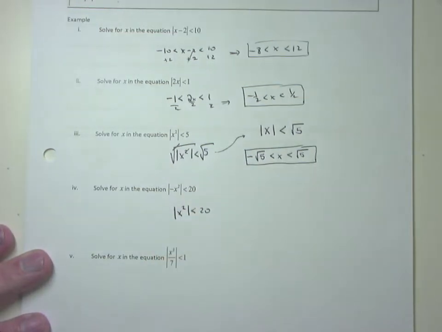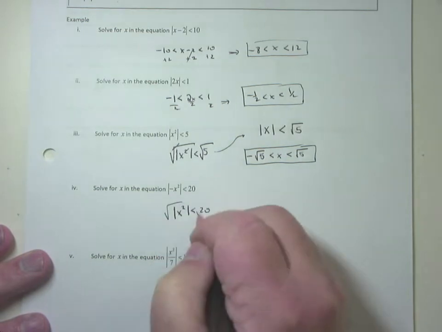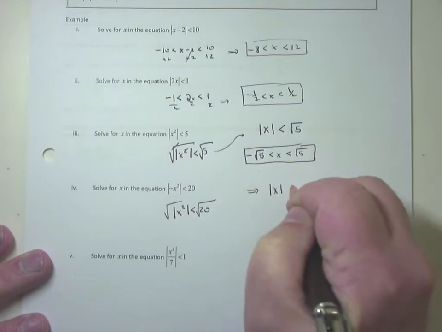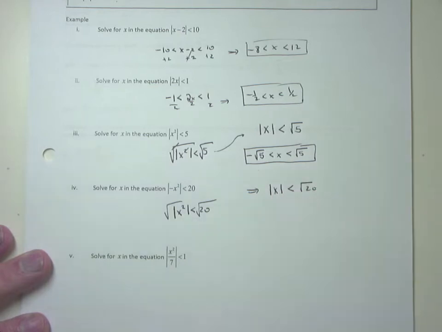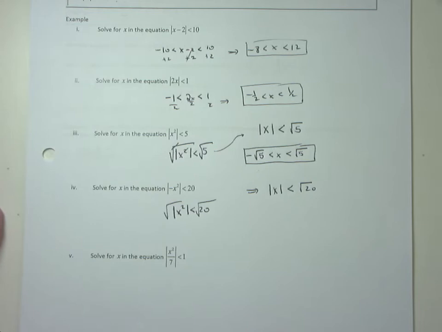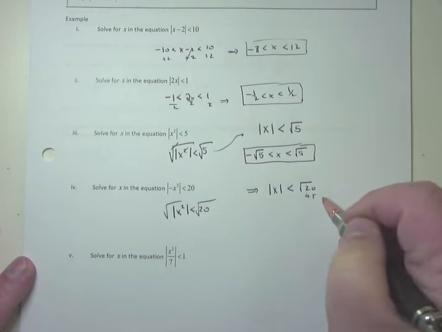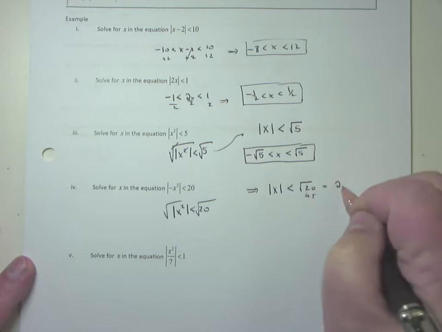Now we got a square, you got to kill it off. What kills off a square? Square root of both sides. So this gives you the absolute value of x is less than the square root of 20. And for those people that are in the know, what is the square root of 20? You can clean this square root up. 20 is 4 times 5, and the square root of 4 is what? 2, so it's 2 square roots of 5.